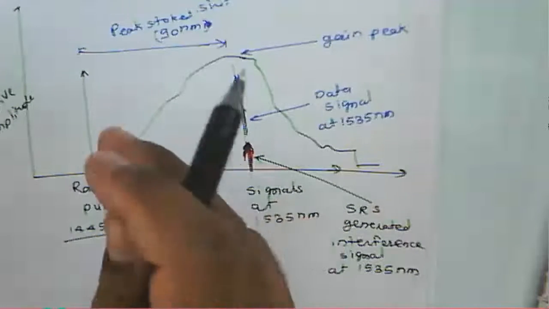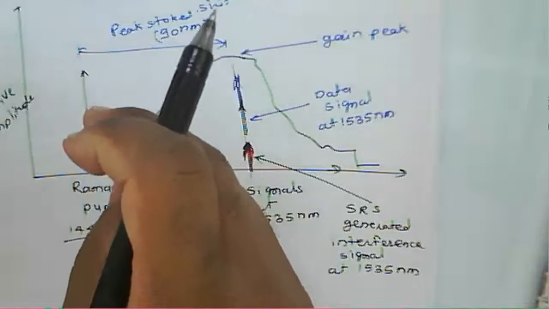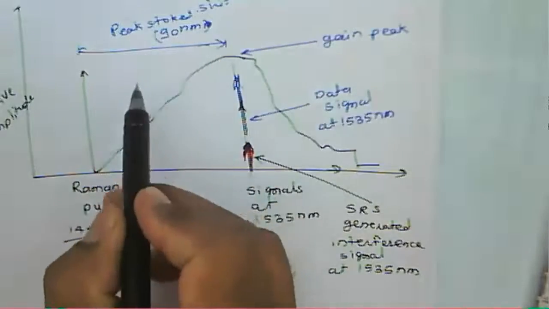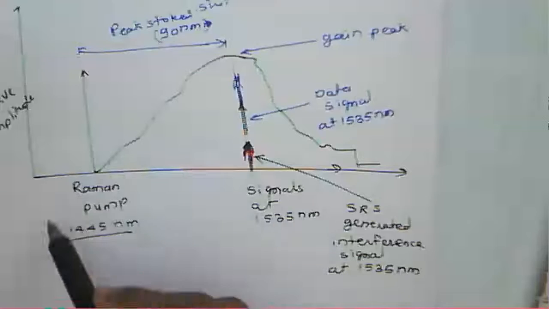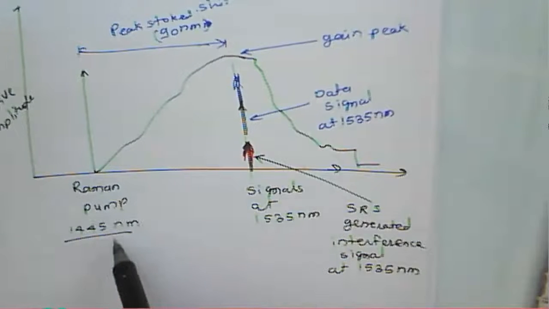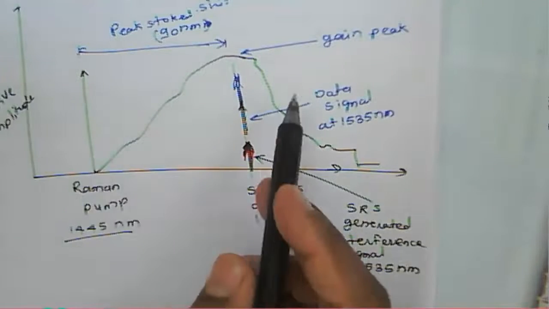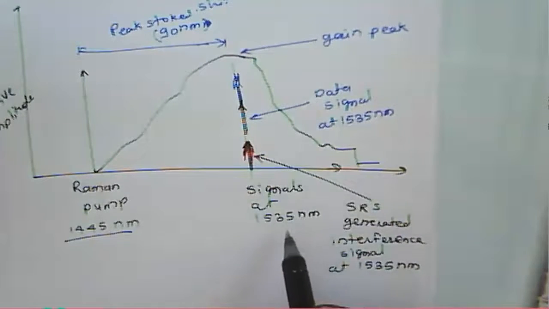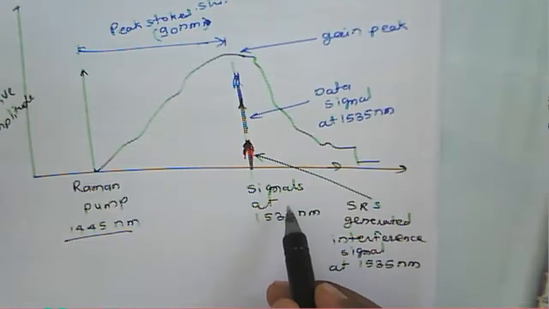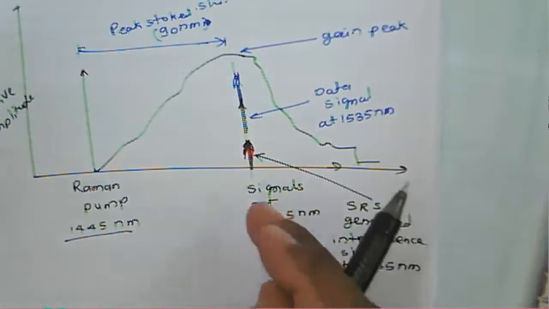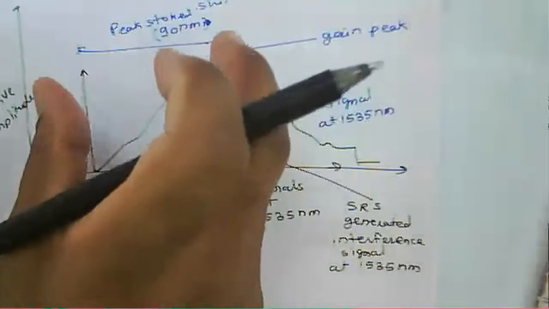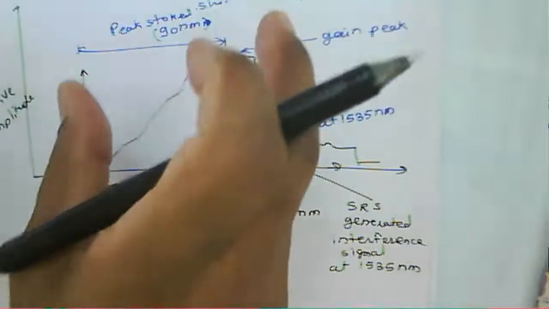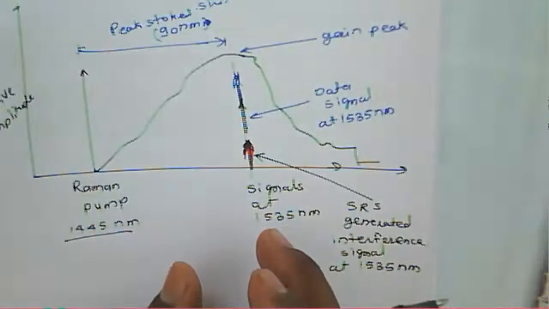And that shift of this particular wavelength, it means a shift in the wavelength. Here we can say that the pump is at 1445 nanometer and the shifted peak is at 1535 nanometer. That shift to a particular wavelength is called the Stokes shift, and that Stokes shift is for the wavelength here.